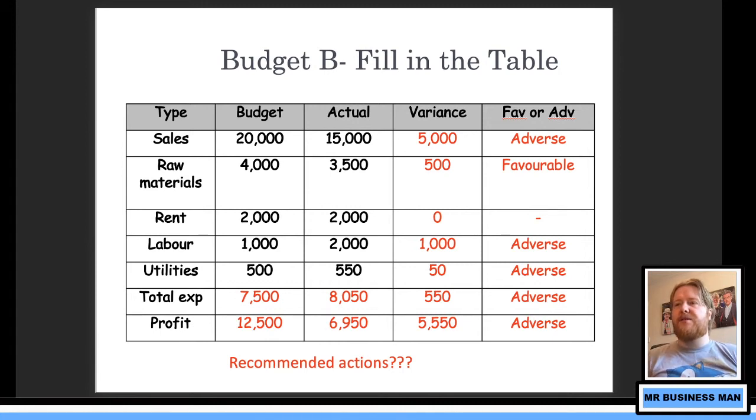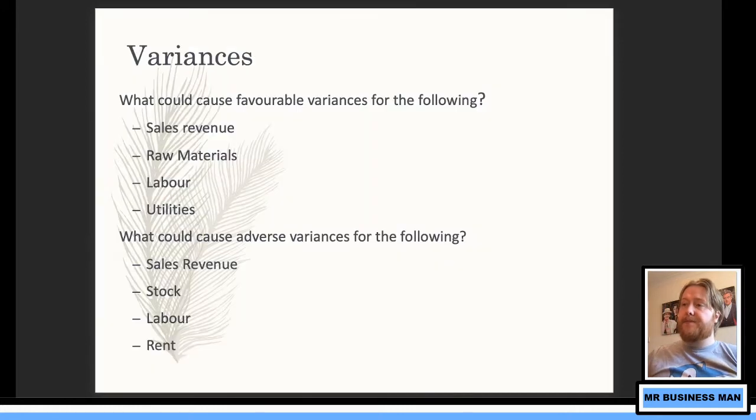There's not loads you could do to this, really. Adjust your sales expectations slightly. Raw materials were slightly more expensive, but not hugely. But if you look down here at the profit level, people are going to be pretty upset about that, aren't they? If you think you're going to make £12,500, but you actually only end up making £6,950, that's significant, isn't it?